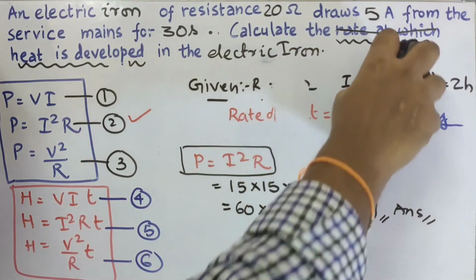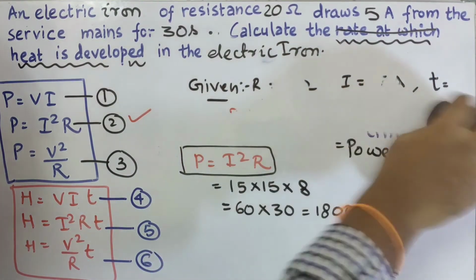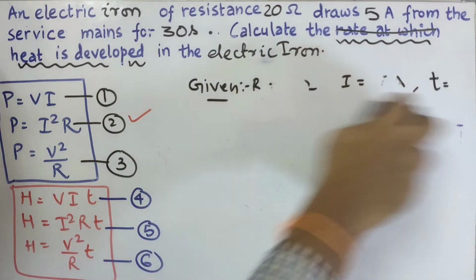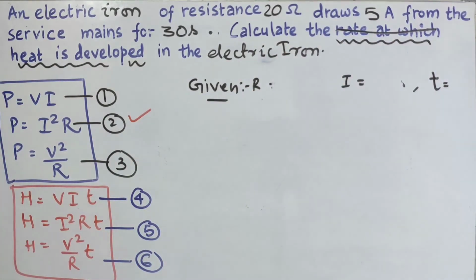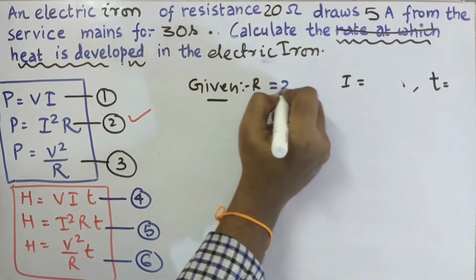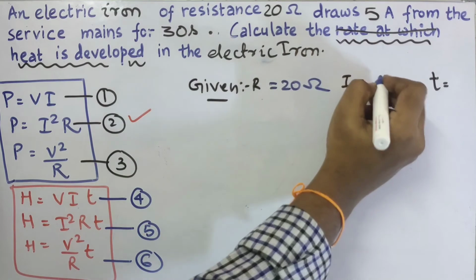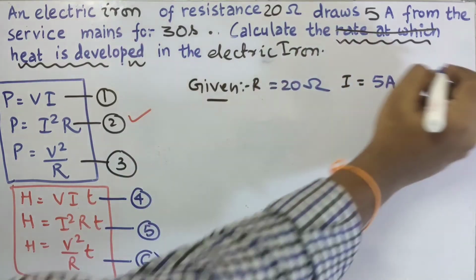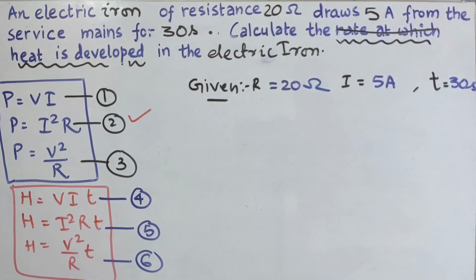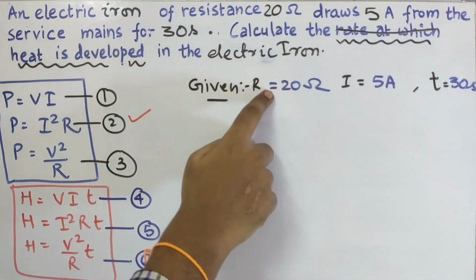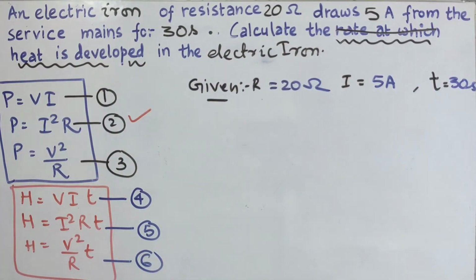So let me change the given. So given now is resistance equal to 20 ohms, current is equal to 5 amperes, time is equal to 30 seconds. So which formula we are going to use? Resistance, current, time. So which one is not given? Voltage, potential difference is not given. So when potential difference is not given, we will use that formula in which potential difference is not present. So which formula is that? The formula is formula number 5.